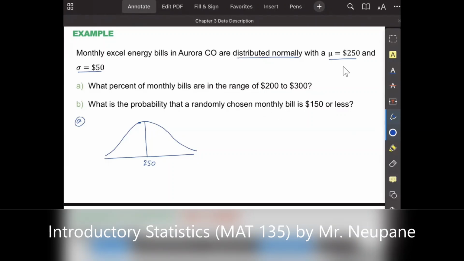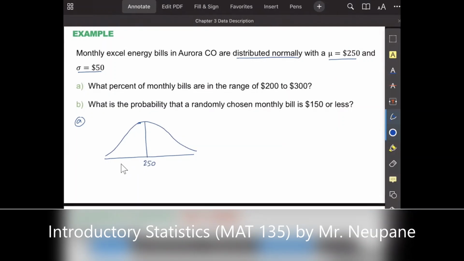We have 10 minutes before the session ends. Standard deviation is 50, so we can go up by 50 and down by 50 until we get this 200 and 300. So if I go one standard deviation down, what is 250 minus 50?